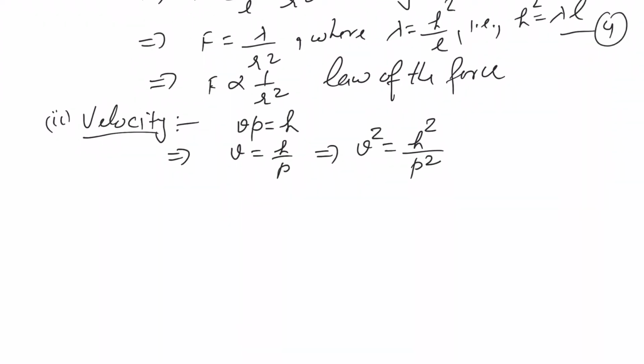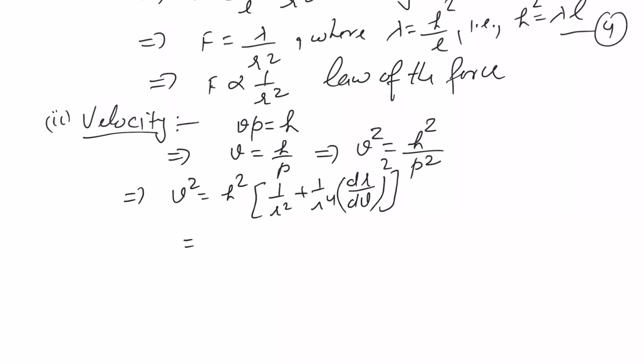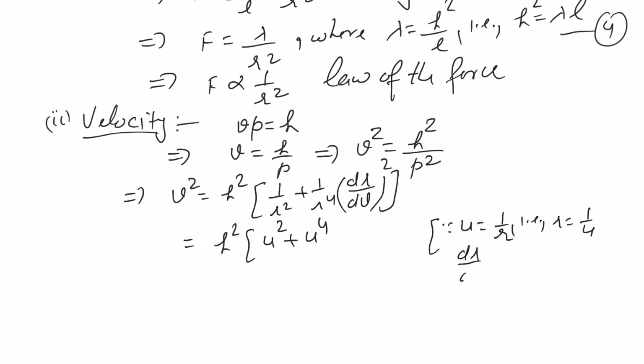This further implies that V square is equal to h square, and we know 1 by p square is 1 by r square plus 1 by r^4 (dr by d theta) whole square. 1 by r square is u square, this will be u^4, and dr by d theta, because u is equal to 1 by r, that is r is equal to 1 by u. Dr by d theta will be equal to minus 1 by u square du by d theta. So this will be minus 1 by u square du by d theta whole square, and the bracket closed.